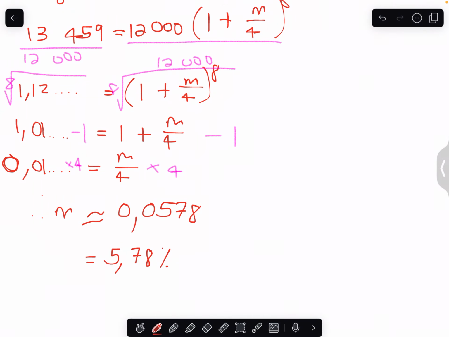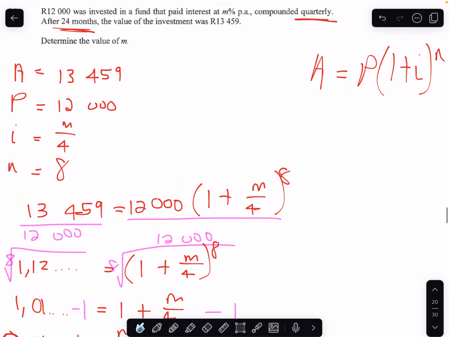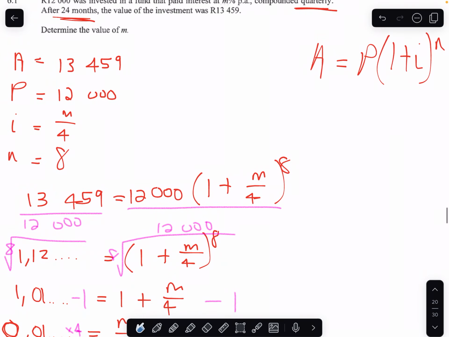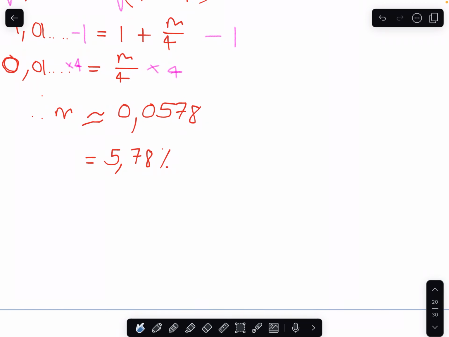5.78%, which is not a great investment, honestly. I think when you invest, you should aim for 8, 9, 10%, 11, you know. That makes me happy. Anyway, this is not financial advice.